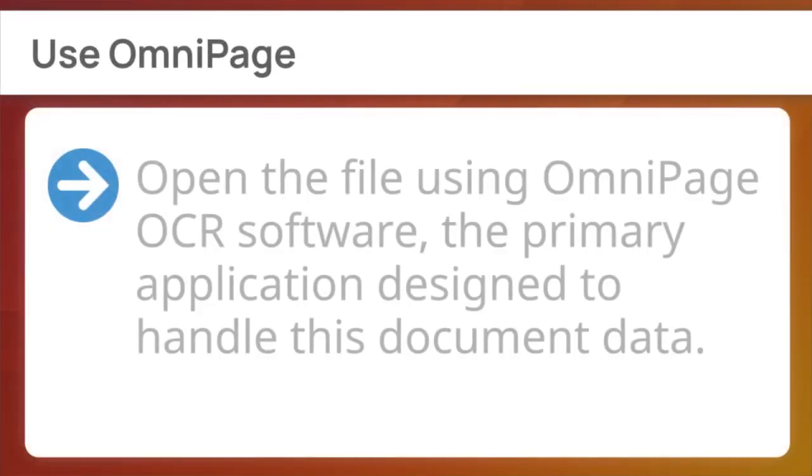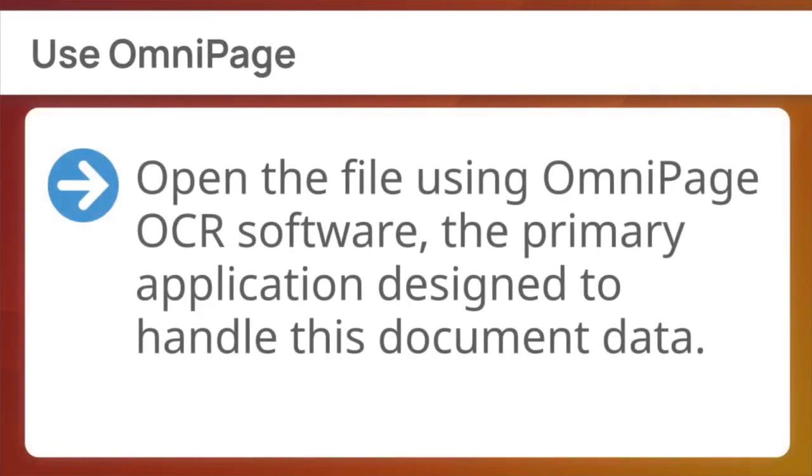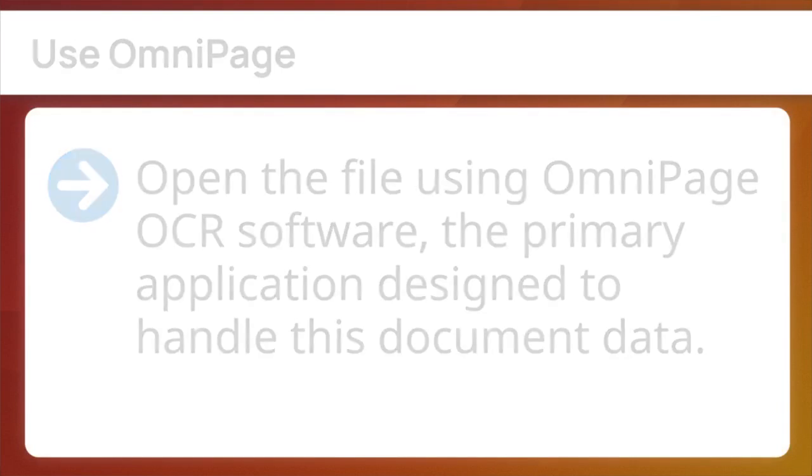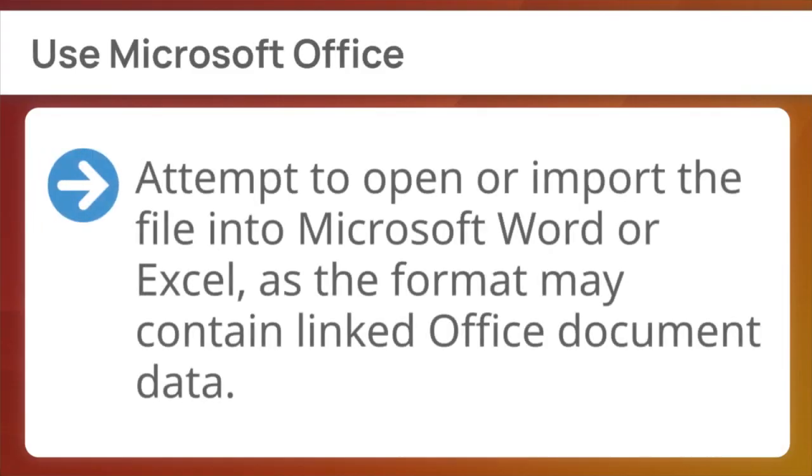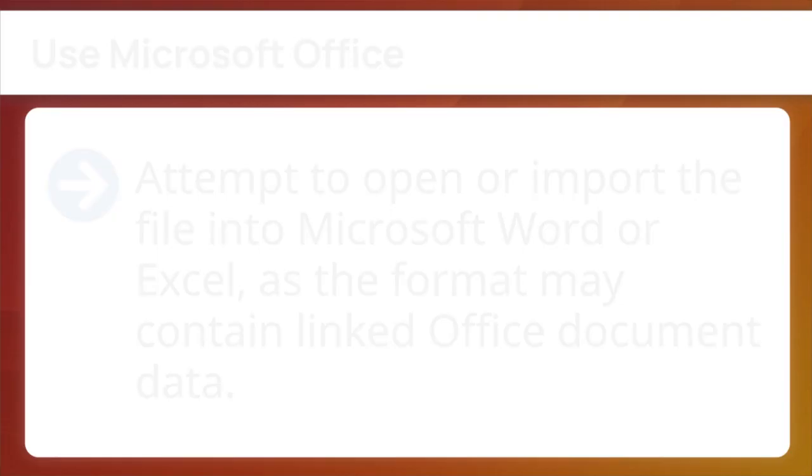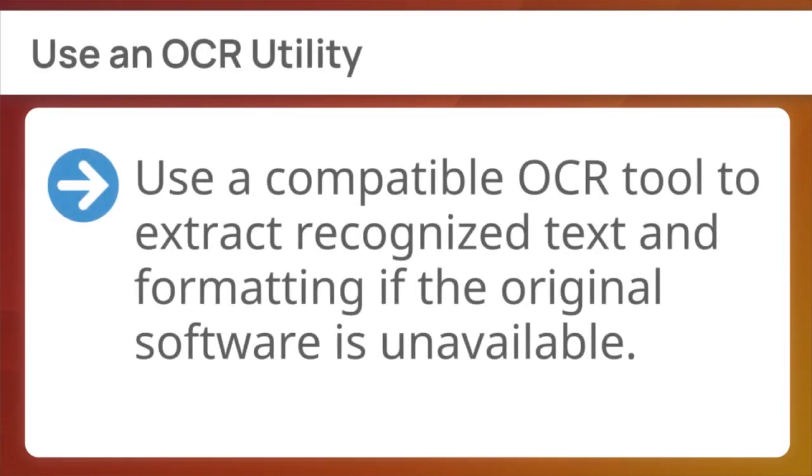First, use OmniPage. Open the file using OmniPage OCR software, the primary application designed to handle this document data. Next, use Microsoft Office. Attempt to open or import the file into Microsoft Word or Excel, as the format may contain linked Office document data. Finally, use an OCR utility. Use a compatible OCR tool to extract recognized text and formatting if the original software is unavailable.